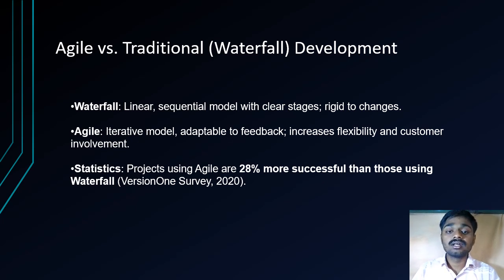In contrast, the waterfall model is a linear and sequential approach where each phase, like design, development, and testing, is completed before moving to the next. This approach is more rigid, making changes difficult to implement once the project is underway, as it's designed for well-defined requirements with minimal variation. Testing in waterfall usually occurs at the end of the development phase, which can delay the discovery of issues. Waterfall relies heavily on upfront documentation, and customer involvement typically comes later in the process.